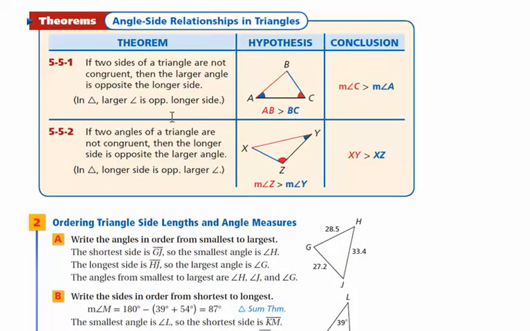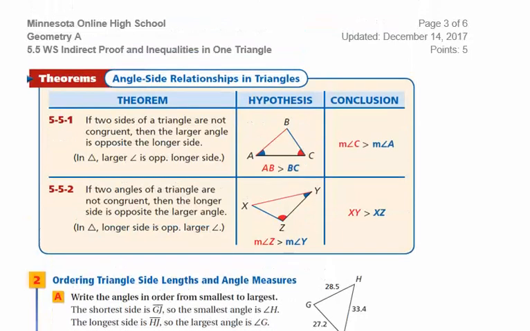All right, then we're going to move on to something else. This is looking at inequalities in one triangle. So if you have a triangle, if two sides of the triangle are not congruent, then the larger angle is opposite the longer side.